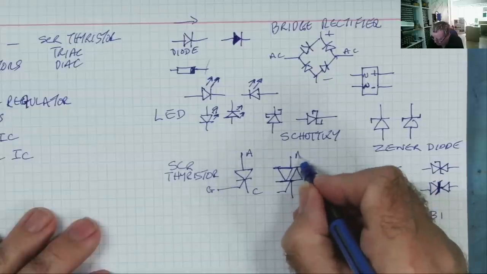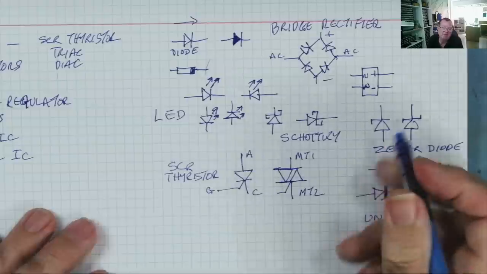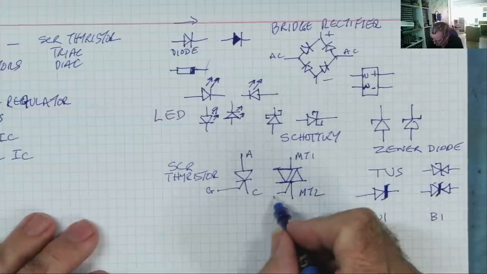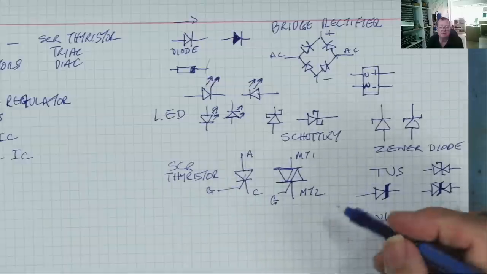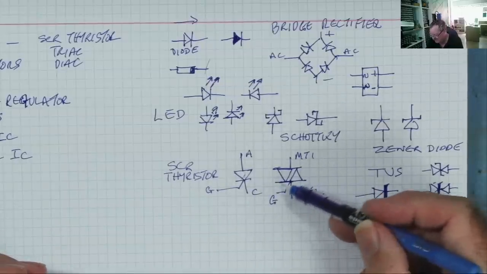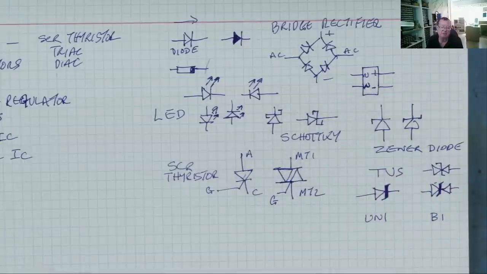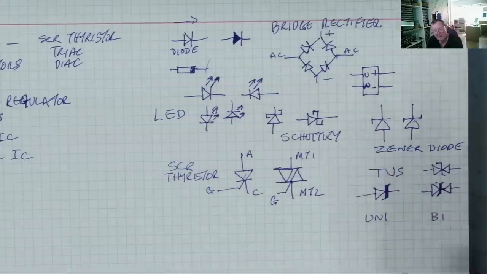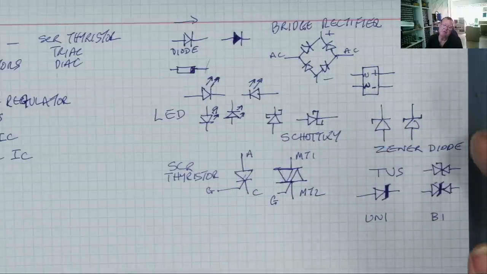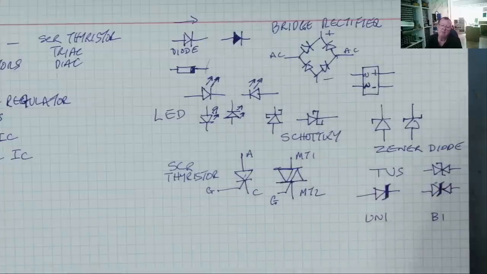Usually these are marked main terminal 1, main terminal 2, but they could be effectively anode 1, anode 2, and this is gate. So this is just really a bi-directional one of these. When it is enabled with the voltage on the gate, it will now pass current in both directions. Again, I will not go into the actual ins and outs of the components. I've made videos on all of these. I will link them in the description to this video. If you want to know more about any of them, you can look at those videos.